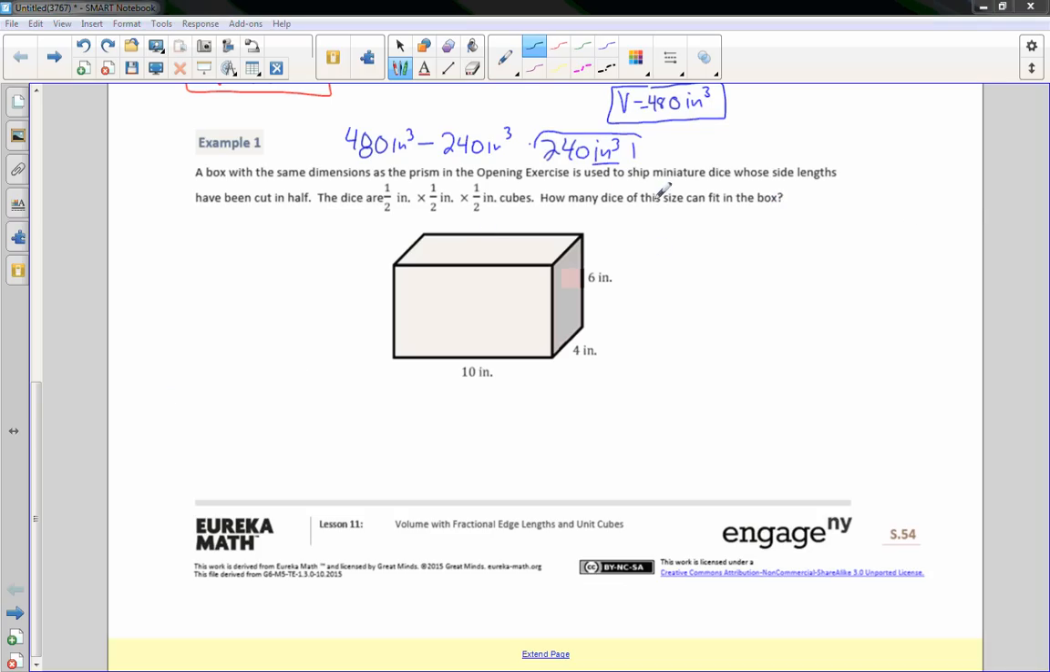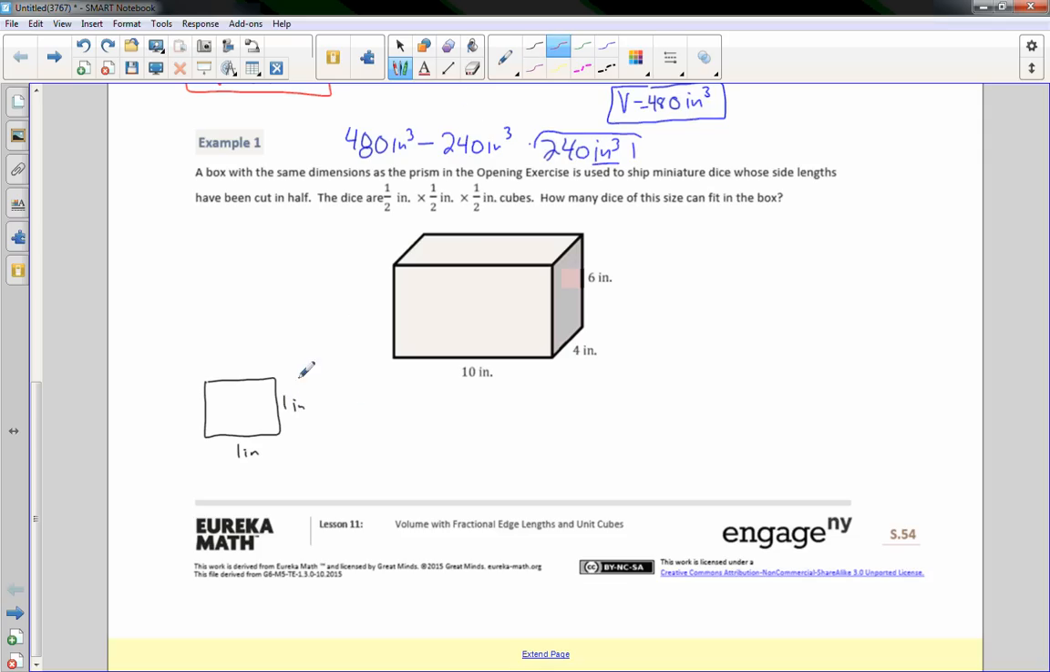Okay, so how many dice of this size can fit in the box? We have to take a look at a cube that is 1 by 1 by 1. So let's look at an aerial view of this. We're looking straight down on this. So this is 1 inch, and this is 1 inch.